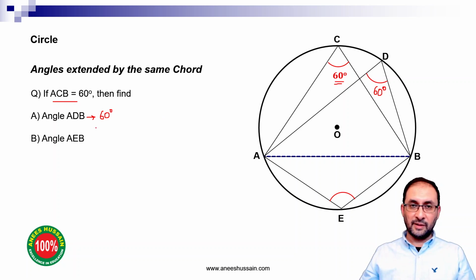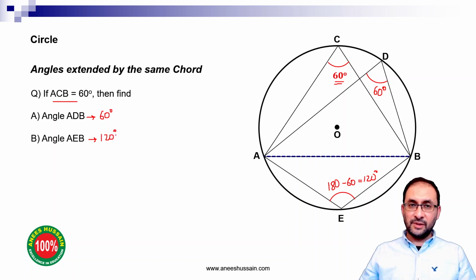Now let's focus on part B. The question says find the value of angle AEB. Angle AEB is also subtended by the same chord AB, but it's not on the same side, it's on the opposite side. And we know that when angles are subtended by the same chord but on opposite sides of the circle, then they are supplementary, which means they add up to 180 degrees. So therefore, the value of angle AEB should be equal to 180 minus the value of ACB, which is 60. That gives you 120 degrees. So the answer to part B is 120 degrees.